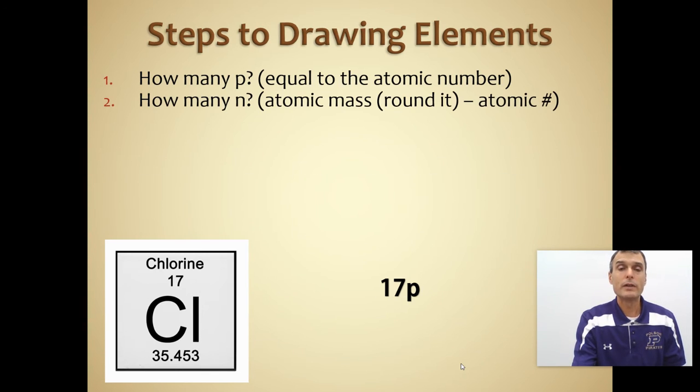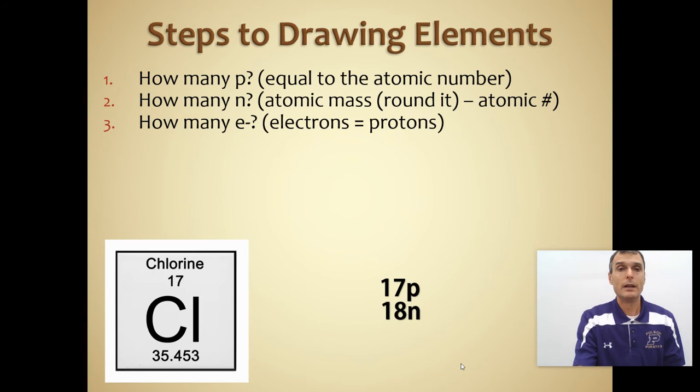The next thing we want to do is figure out the number of neutrons. A little bit trickier, but not super tricky. What we do is we take the atomic mass, that number on the bottom, 35.453, and round it to the nearest whole number. In this case, it's going to be 35. We subtract the number of protons from it, and it gives us the number of neutrons, which is 18. Then we know that the number of electrons is equal to the number of protons, so store that idea that we have 17 electrons for a moment.